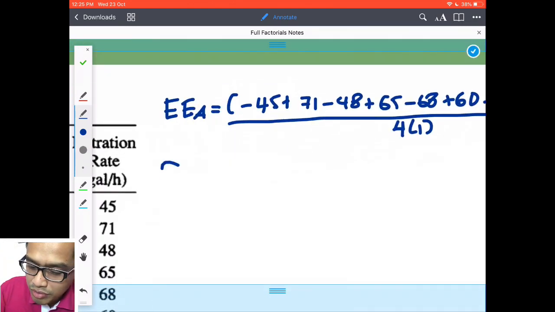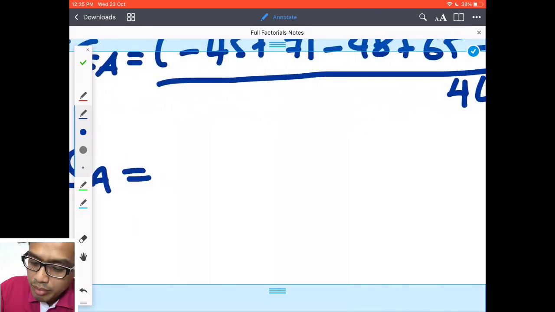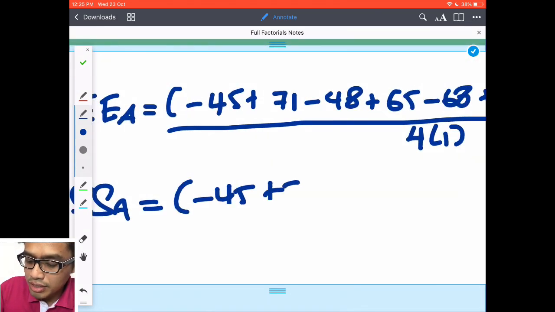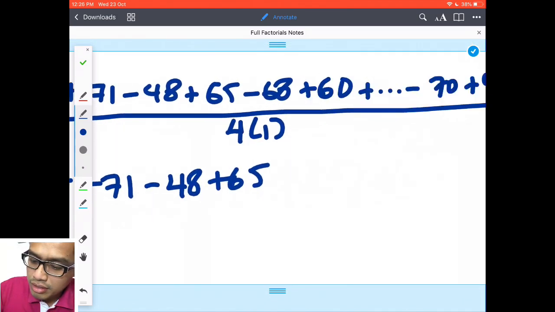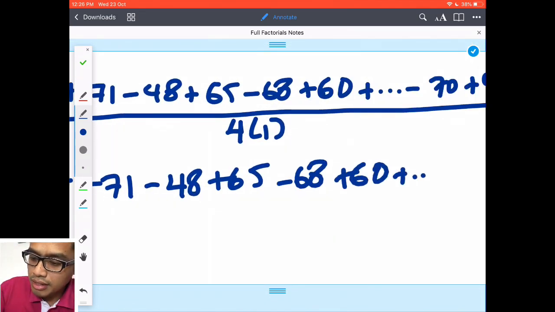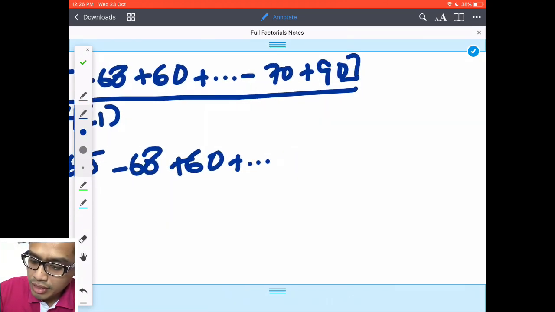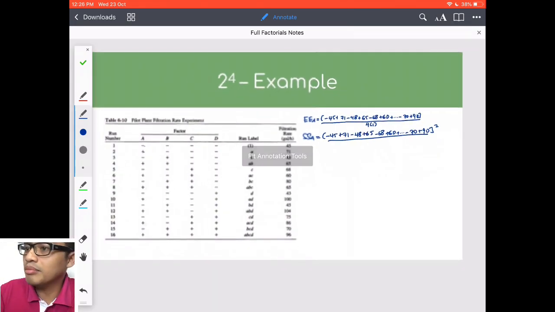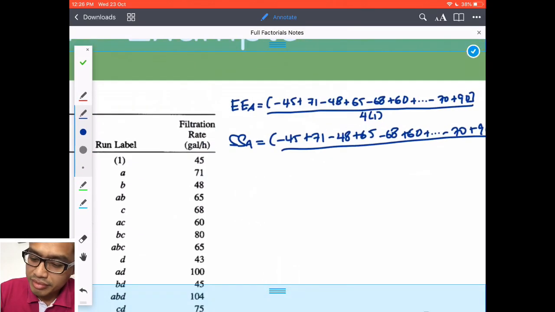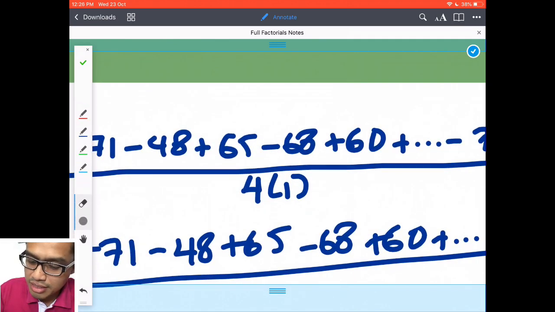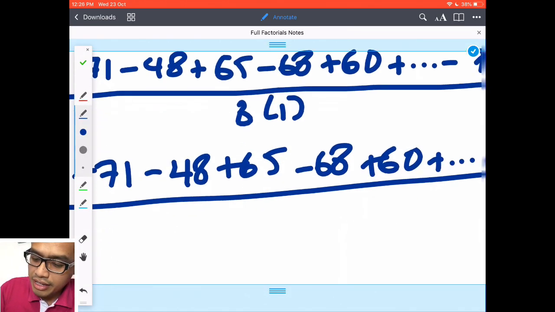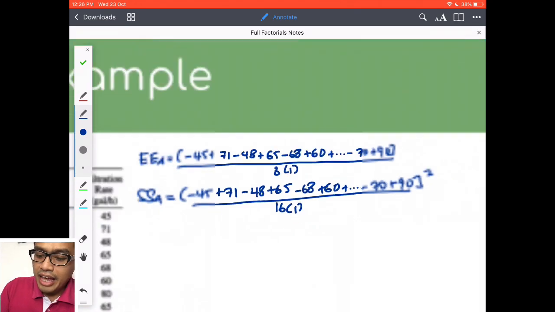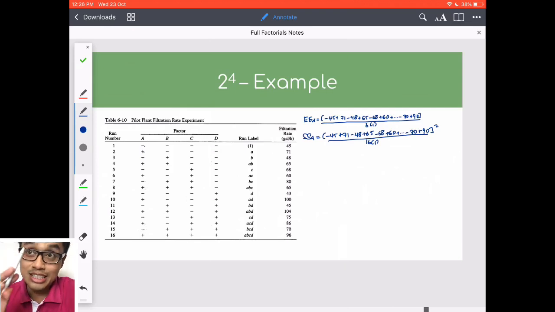Alright, therefore your sum of square for A, just copy it: 45, 71, 48, 65, 68, 60, 70, 90, squared, divided by, oh, it's not 4n anymore. It's my bad, it's 8n. Yes, sharp eyes, guys. 8n and 16n. Right? And if you finish all 32 calculations, congratulations. And you'll get this value.